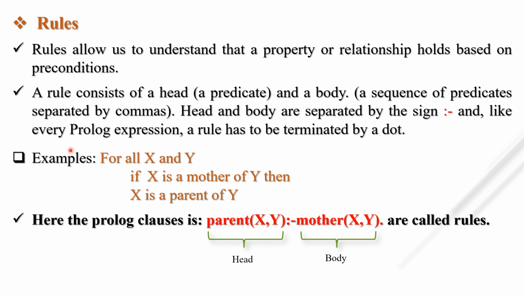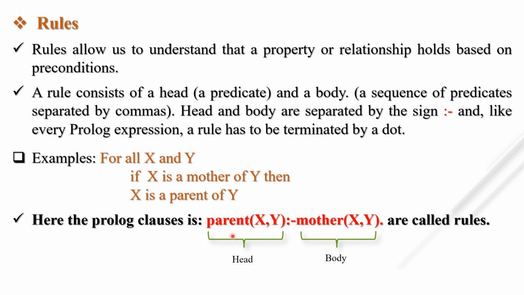Suppose we take one example: for all X and Y, if X is a mother of Y, then obviously X is a parent of Y. We can say that X is a parent of Y if X is a mother of Y, or X is a father of Y, or X is a brother of Y, or X is a sister of Y. So how can we write in Prolog that X is a parent of Y if and only if X is a mother of Y? If this body is true, then and only then this head is going to be true.